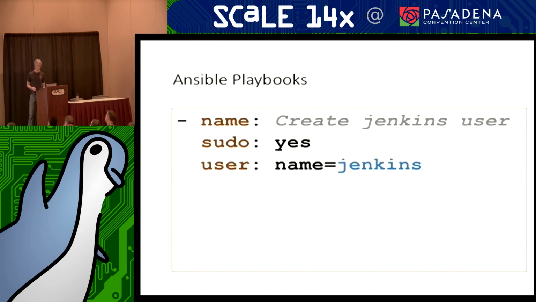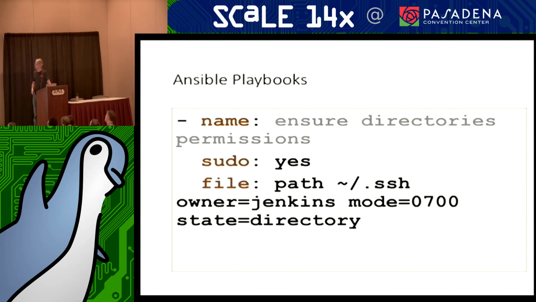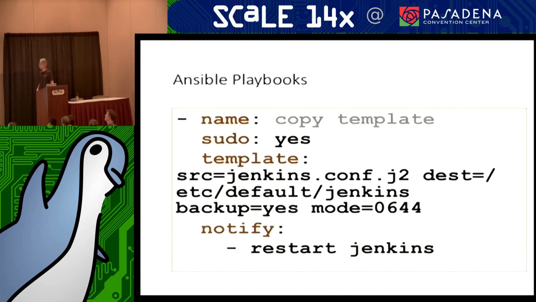These are written in YAML. So the first step is we need to create a new user named Jenkins. We'll run that command as sudo. And then we need to ensure that that user has the SSH directory with the proper permissions. So we'll create a directory home/SSH, again using sudo with the proper mode. And then we need to copy some configuration files up. So we can point Ansible at the config file template and where we want to put it on the remote node and the mode we want.